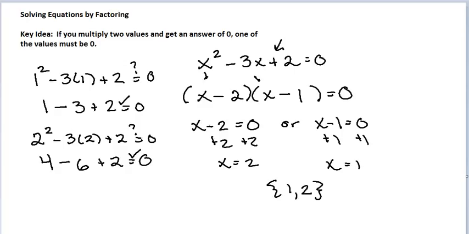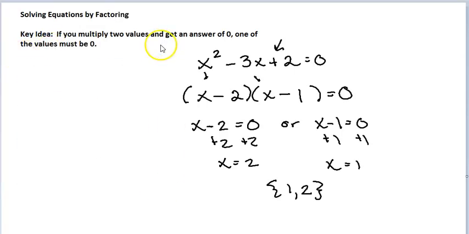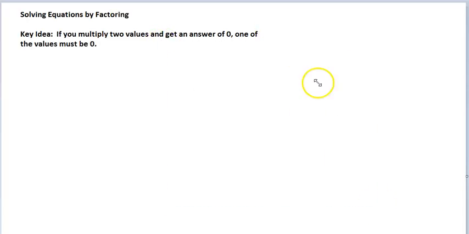So let's try another one. So remember, if your equation is not already in factored form, what you're going to do is you're going to factor it, and then take each of the factors and set it equal to 0. Let's try this one.